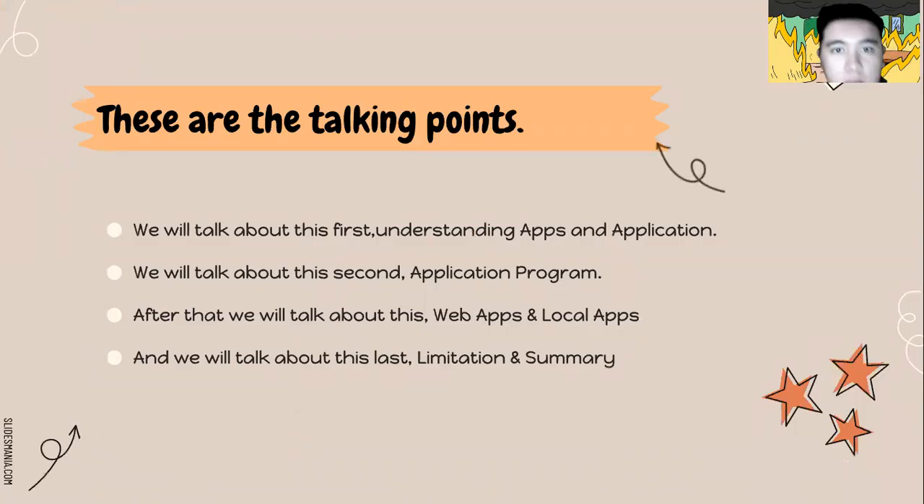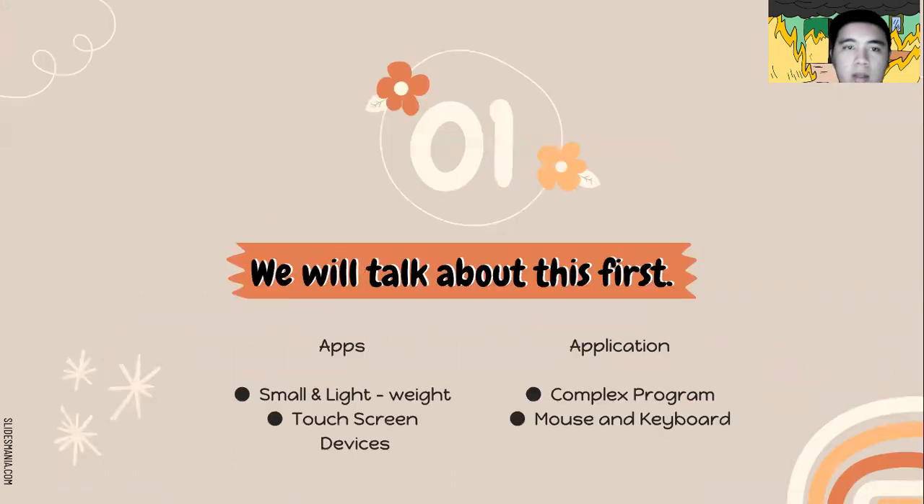And these are the talking points that we're going to discuss. First, understanding apps and application. Next, we will talk about the second application, the program. After that, we will talk about web apps and local apps. And the last is limitation. So now we will talk about the first, apps and application. Apps can be small, lightweight, touchscreen devices, and applications are complex programs using mouse and keyboard.